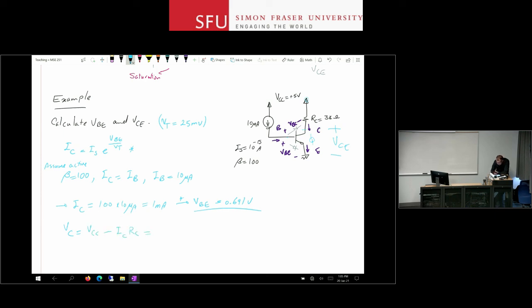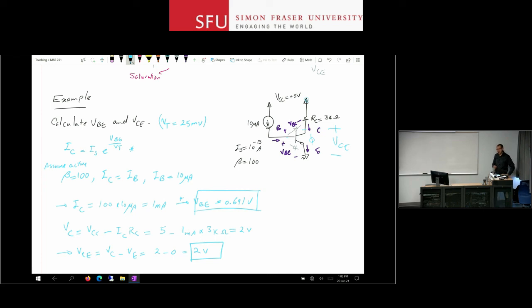And IC, I have 1 milliamp for it, RC is 3 kilo ohms, VCC is 5, so I have everything I need. So 5 minus 1 milliamp times 3 kilo ohms, and that's 2 volts. And because VE is ground, VCE is VC minus VE, and that's 2 minus 0, and that's 2 volts. So done. Okay, so I solved both. I have the values that I needed.